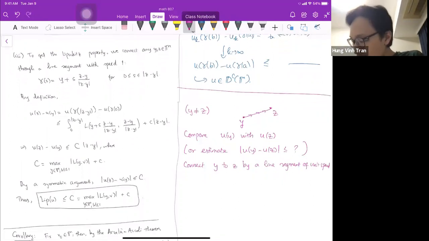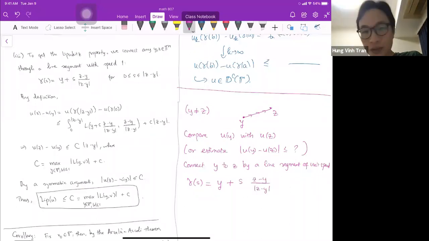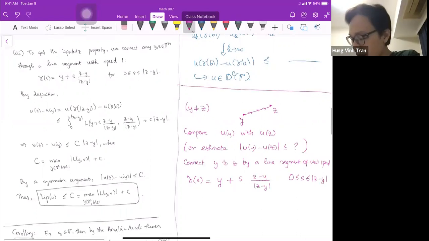And if you do so, you can write out precisely your parameterization of your curve gamma, which is starting at y. You go with unit speed in the direction of z minus y. So s times (z minus y) over its length. So this is unit speed for s going from 0 to the length. Again, you don't need this constant unit speed. You can choose a different constant speed.